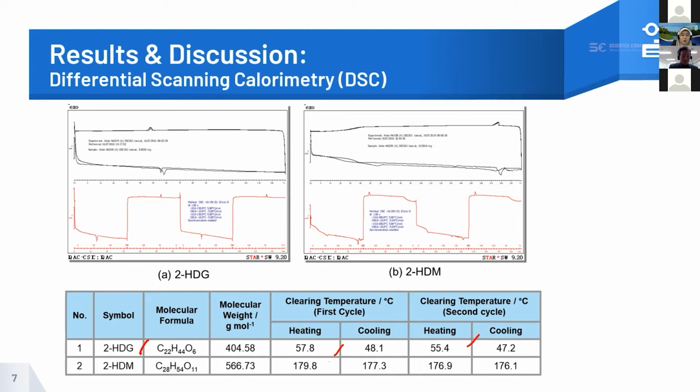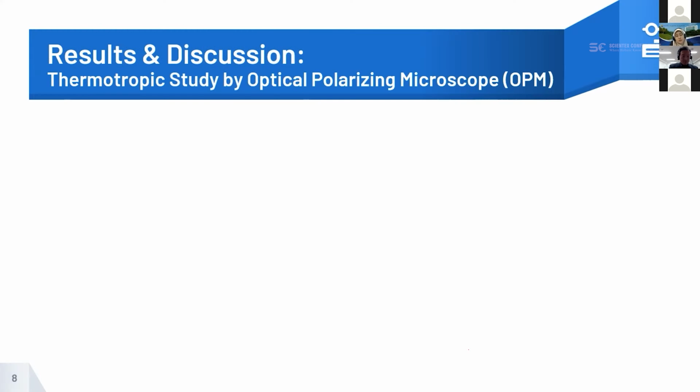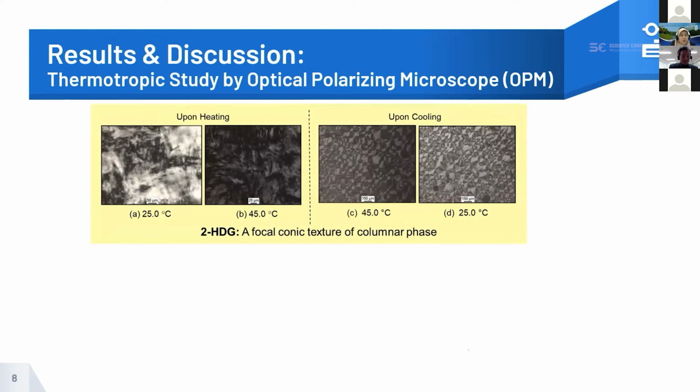For the first one, we obtain the clearing temperature of 179, whereas the second one is 176 degrees Celsius. So this also shows that the sample is stable against thermal degradation. This also depicts that the sample has certain liquid crystalline phases, which was proven by the optical polarizing microscope study under the thermotropic study.